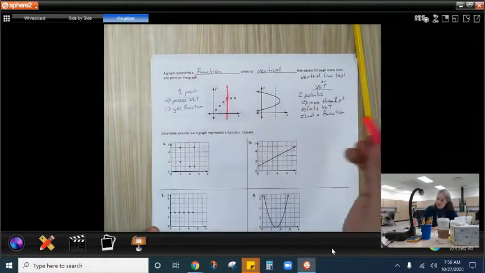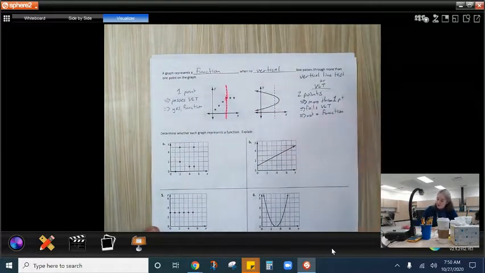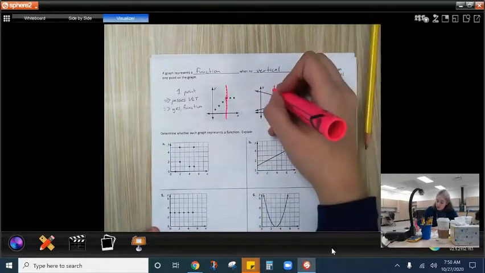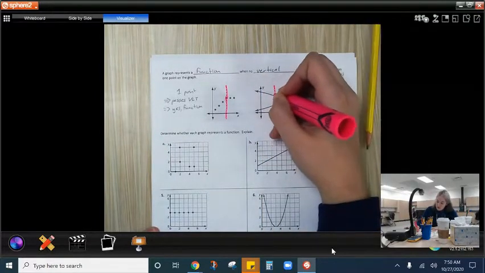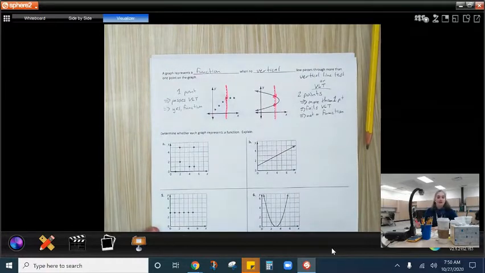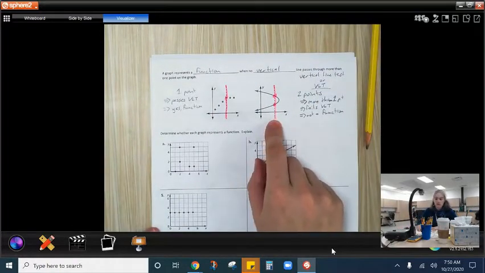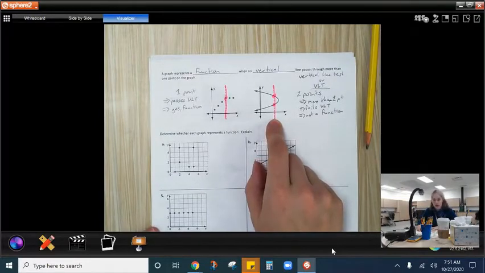It's got 1 point. So for this one, if I take my pencil and I run it along this function, it touches 2 points, right? There's a point right here, and there's a point right there. It touches 2 points. So this one fails the vertical line test. I touch more than 1 point, it fails, not a function.